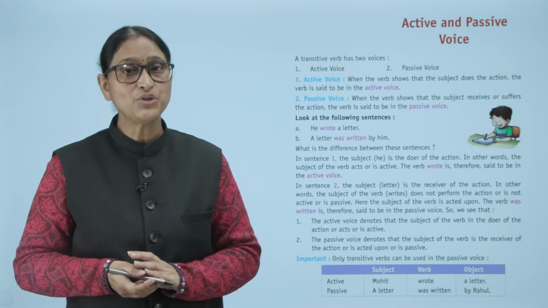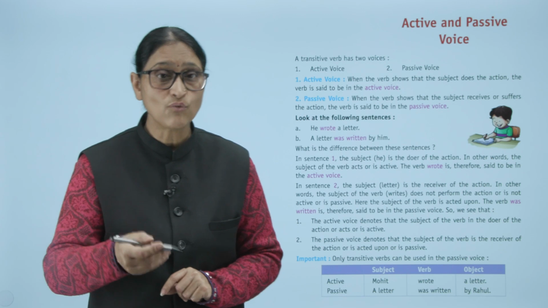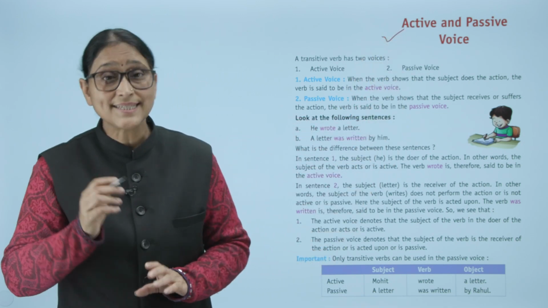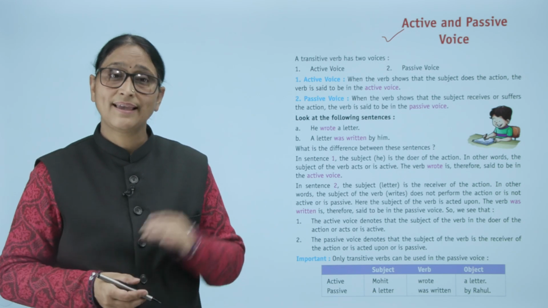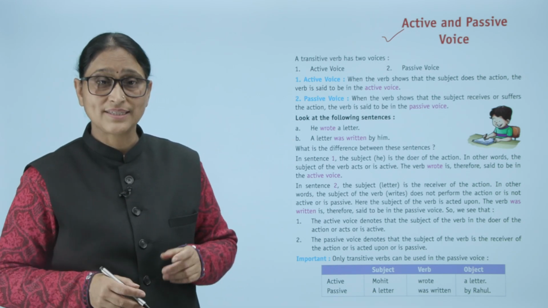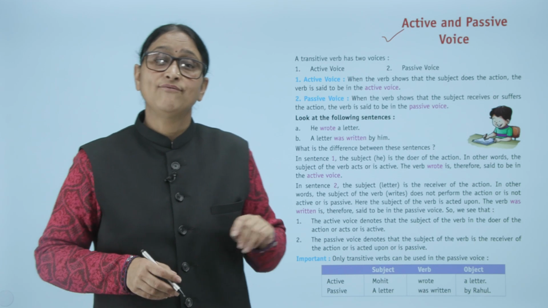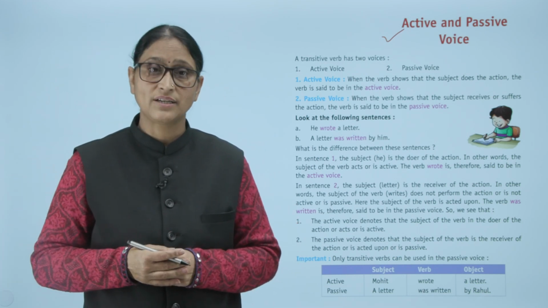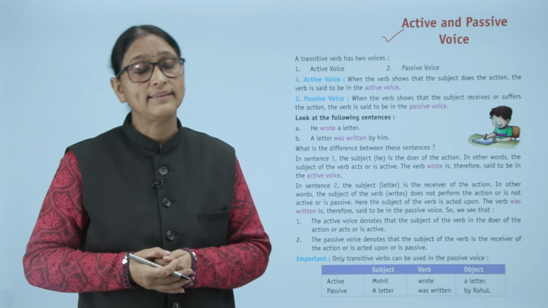Children, now we will do active and passive voice. A transitive verb has two voices, active voice and passive voice. Now active voice: when the verb shows that the subject does the action, the verb is said to be in the active voice.